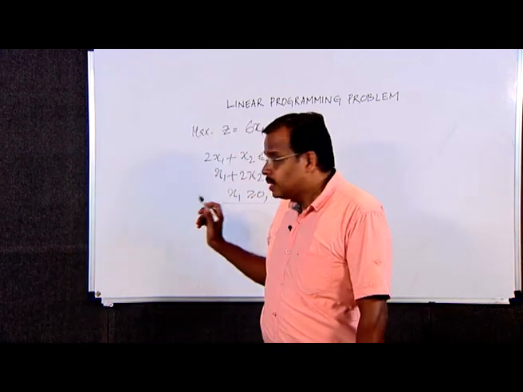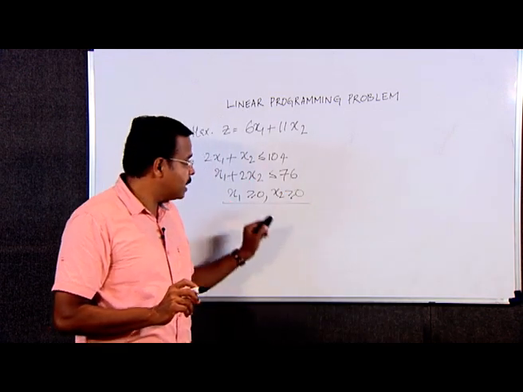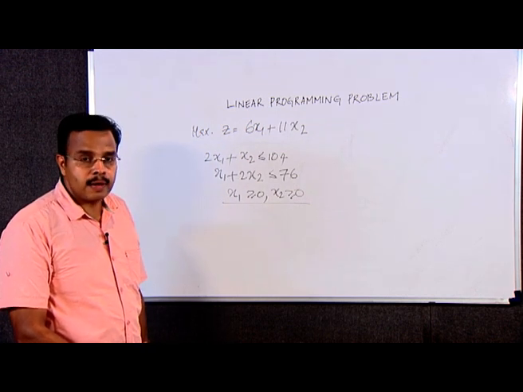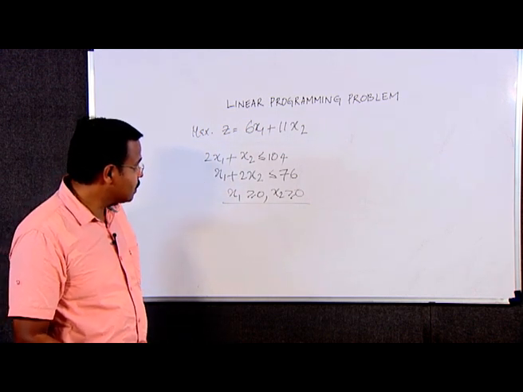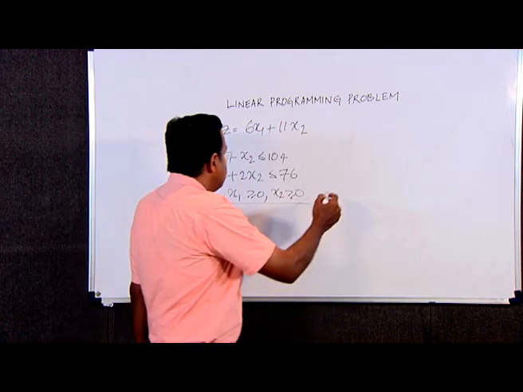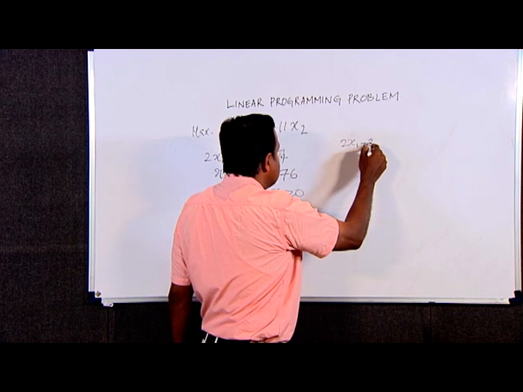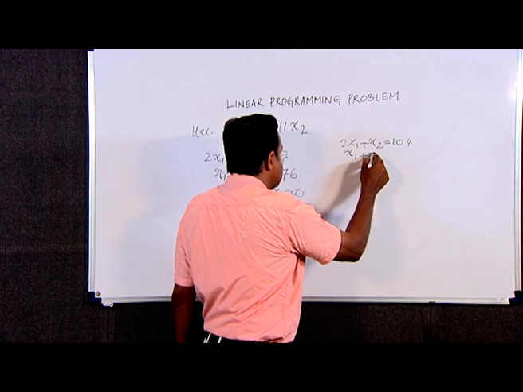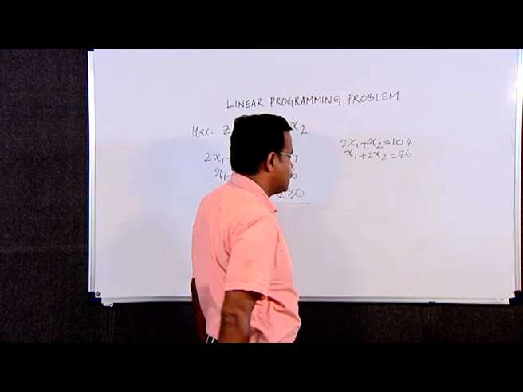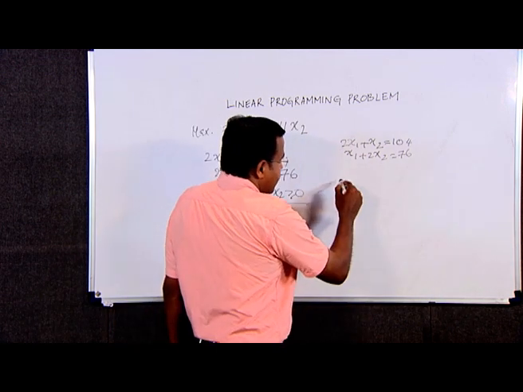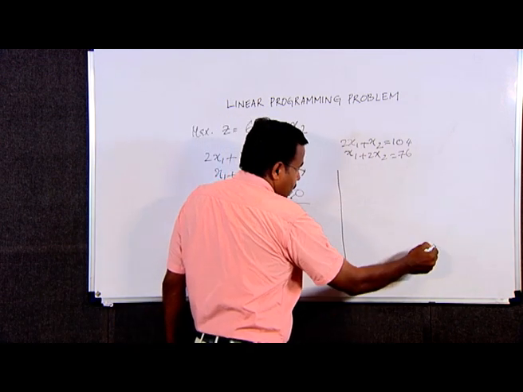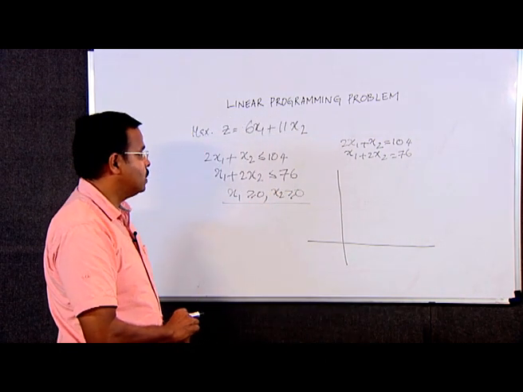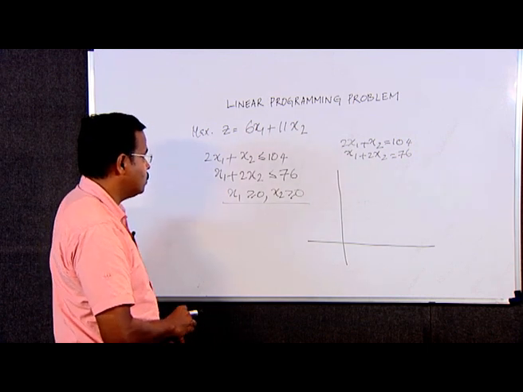So, here by step 1 the problem is readily given in the LPP form. So, nothing more to be done. Then step 2: write the inequality in equality form. So, here first of all I am writing 2x1 plus x2 equal to 104, and the next is x1 plus 2x2 equal to 76. So, in a graph paper I want to draw these two lines: one is 2x1 plus x2 equal to 104 and the other is x1 plus 2x2 equal to 76.